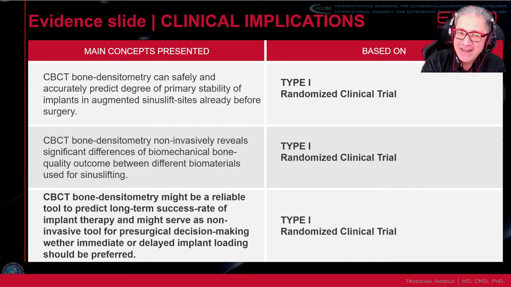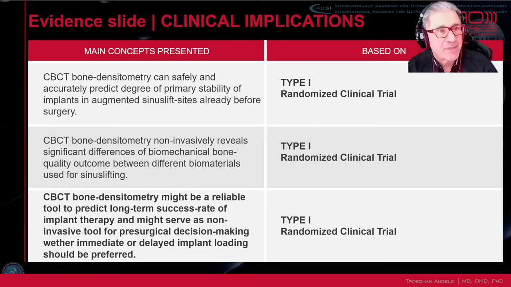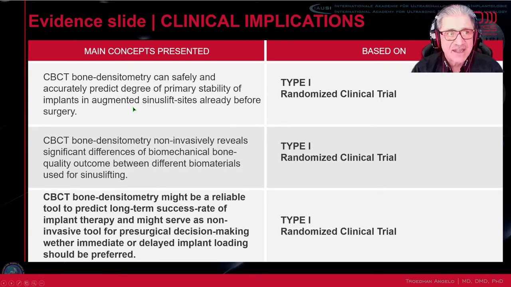Because we know that the biomechanical bone quality correlates significantly with the long-term outlook for the success rates of our implants. So what is the clinical implication of our study? That CBCT bone densitometry can safely and accurately predict the degree of primary stability of implants in augmented sinus lift sites already before surgery, as was demonstrated for native bone.